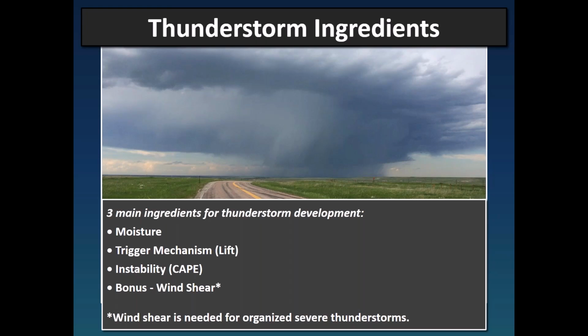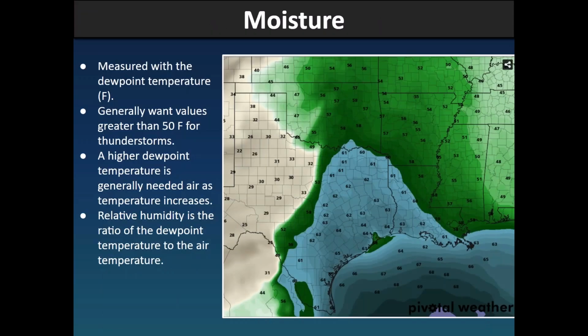Then you need instability, or CAPE as we call it, convective available potential energy. That's just the energy for thunderstorms. And then the bonus ingredient, as we call it, is wind shear. And wind shear is what's needed for organized severe thunderstorms, and we'll talk a little bit more about that here shortly. So let's dive into each of these ingredients.